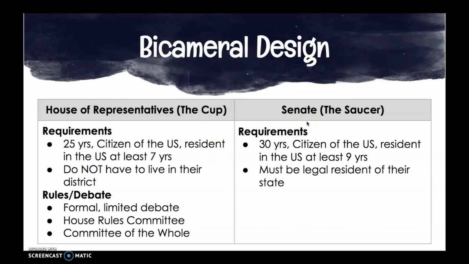If you were an Ohio senator, you would have to live in the state of Ohio. Now, rules and debate differences between the House and the Senate: because of its size, the Senate is less formal.